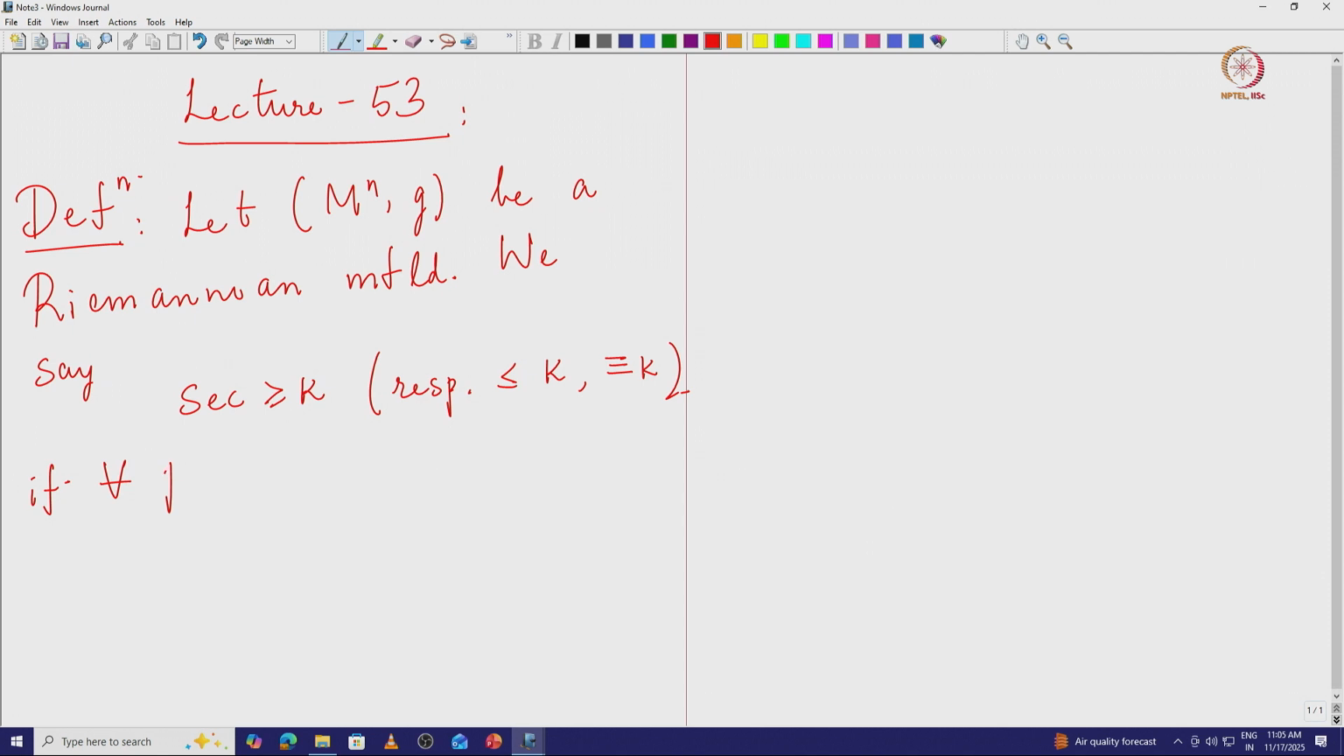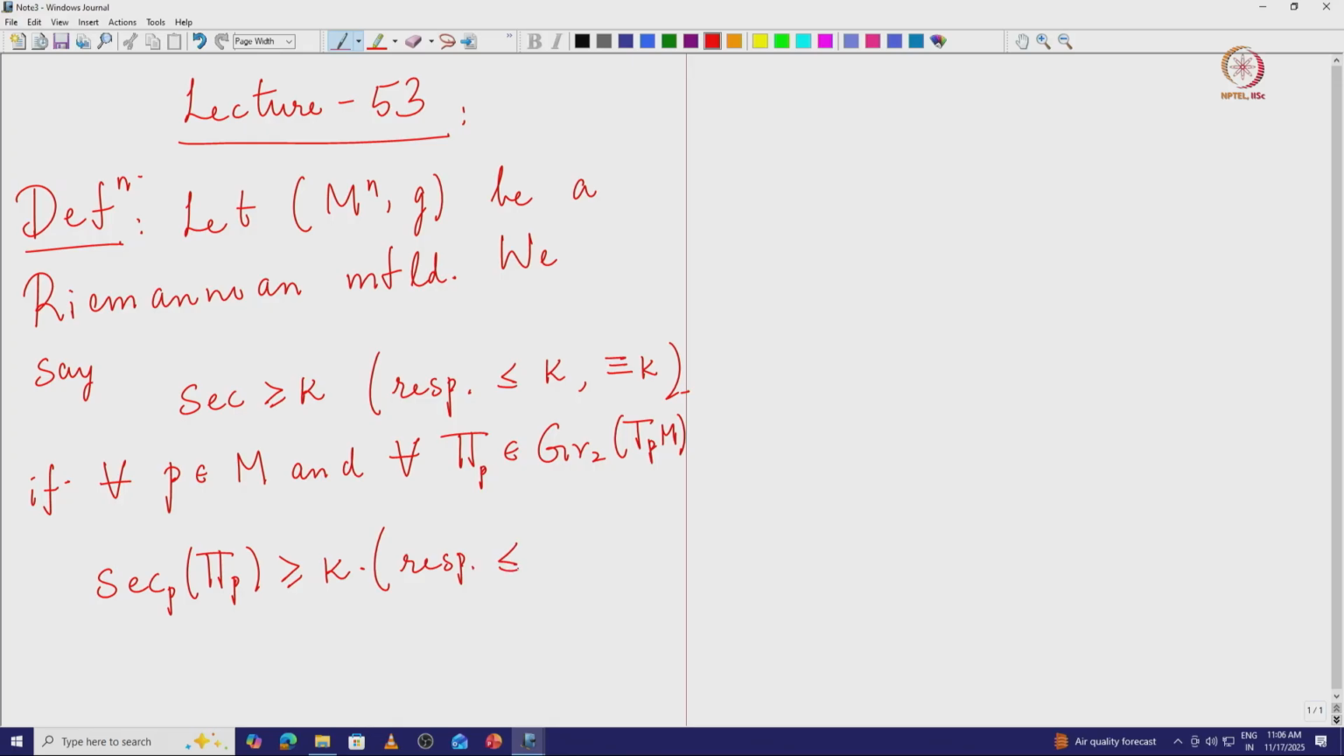if for all p and for all two planes in the tangent space at p, the corresponding sectional curvature satisfies this inequality, that is, bigger than or equal to kappa, and of course respectively less than or equal to kappa or equal to kappa. So, for instance, if the sectional curvature of all two planes is equal to kappa, we say that the sectional curvature is identically equal to kappa. Okay.